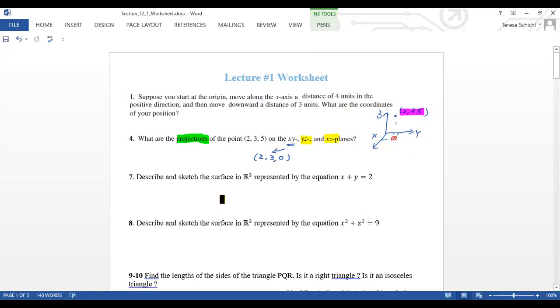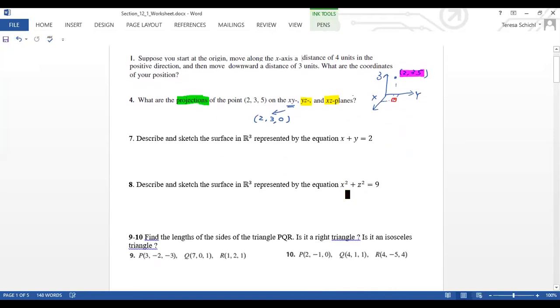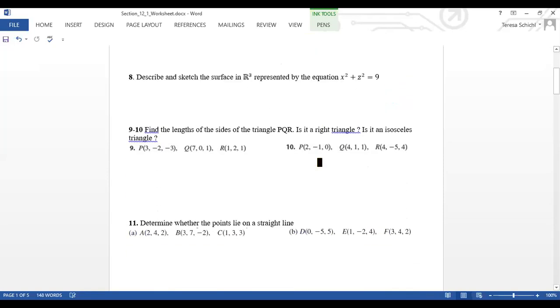For the next two problems, problems 7 and 8, we did some of these examples in lecture number 1, so I'm not going to repeat.